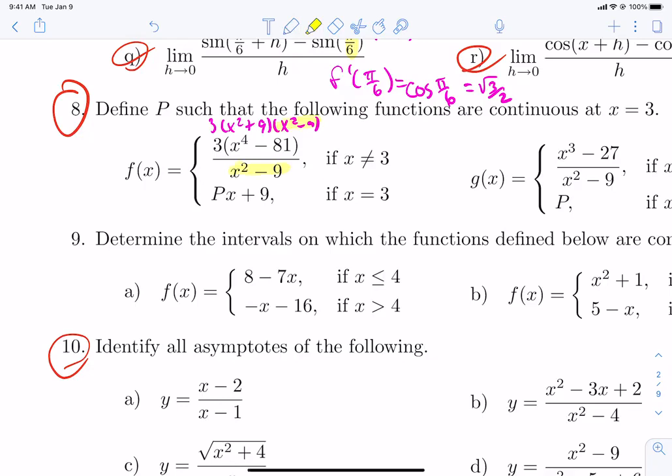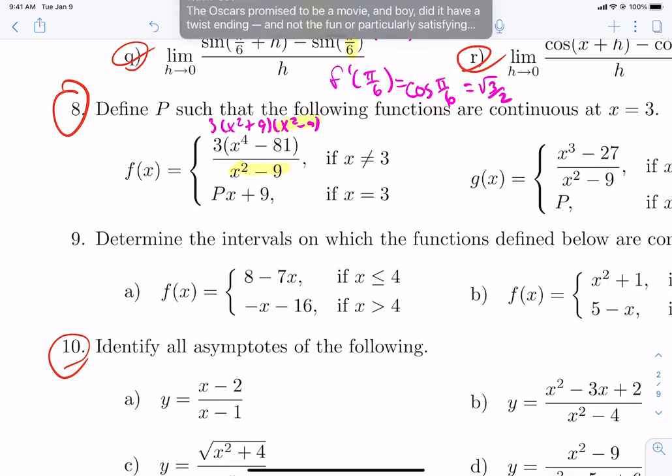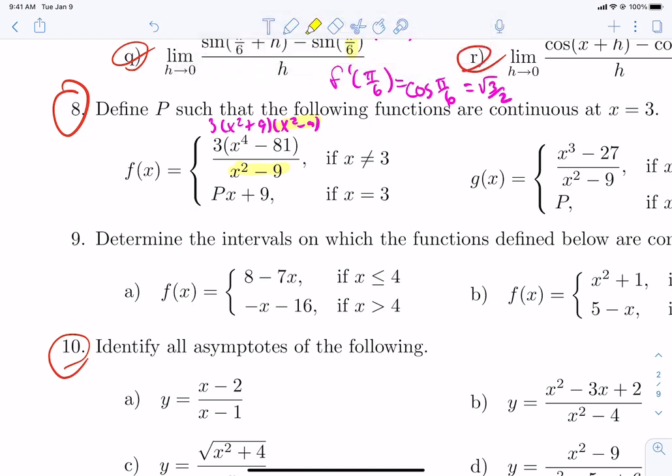So as we approach 3, yes, there's a hole there, but we are really looking at 3 times the quantity of x squared plus 9. X squared is 9, 9 plus 9 is 18, 3 times 18 is what? 3 times 18 is 54. So we're really approaching 54. Now, there's a hole there, so we're really approaching the point (3, 54).